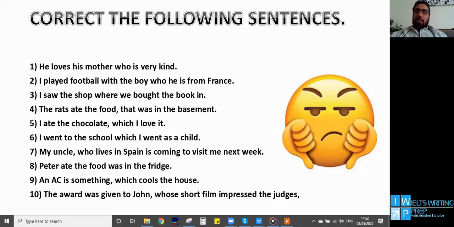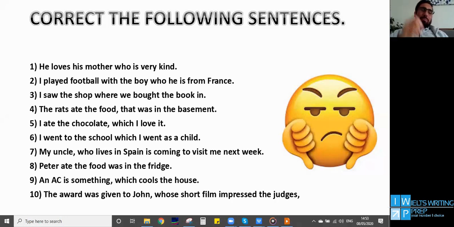Okay, now let's take a look at sentence number 1. He loves his mother, who is very kind. So what is the mistake with this sentence? I think some of you have, number 1, we need a comma. Some of you saying we need a comma, who is. Okay, a quick question. How many mothers does a person have? Can you have 2 mothers, 3 mothers, 4 mothers, or just one? Okay. So we can only have one mother here.